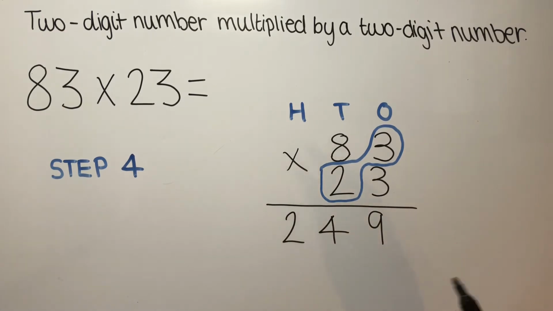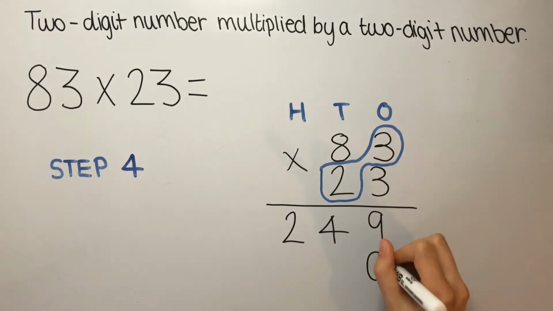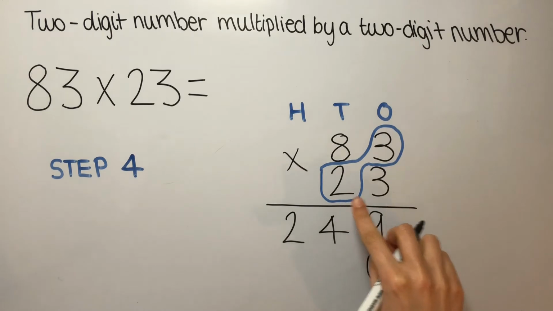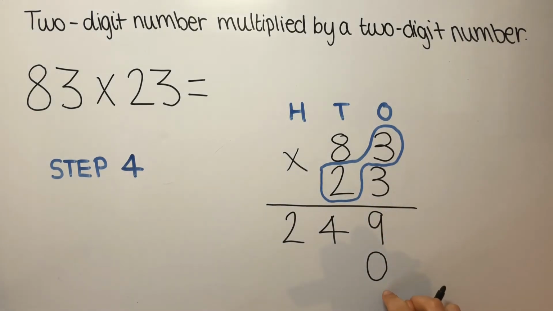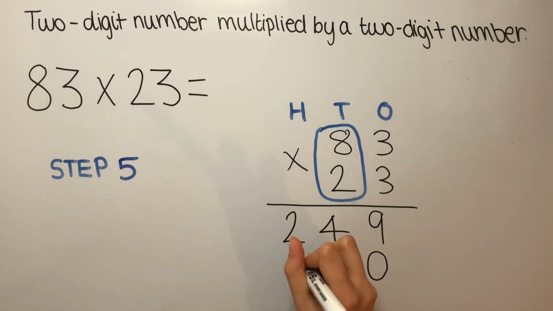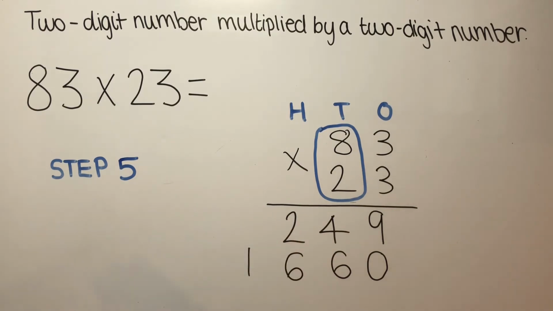Instead, we are going to be placing a 0, and this is what we call our placeholder. And we put this because we are on our tens digit. So we're going to put our 0 here. So 2 times 3 gave us 6, and we're going to write that just below here. Step 5. 2 times by 8 gives us 16, and we are going to be writing this like so.